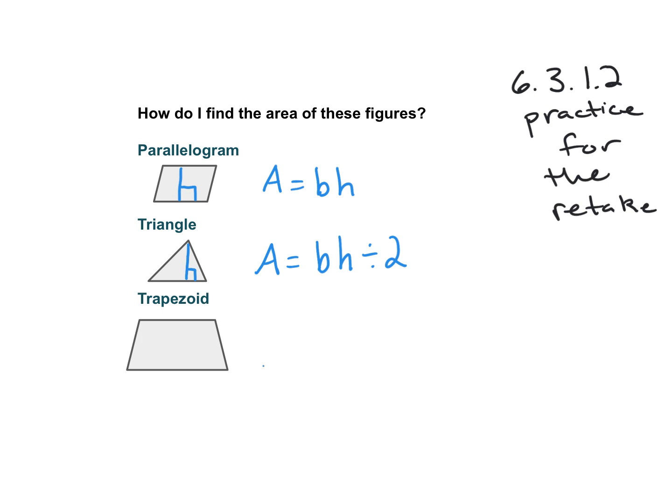Area of a trapezoid. This one we must have our parentheses if we're going to enter it into the calculator correctly. Base 1 plus base 2 times the height divided by 2. So our bases are the two sides that are parallel. So parallel, base 1, parallel, base 2. Our height goes perpendicular between the two bases, makes an H for height.